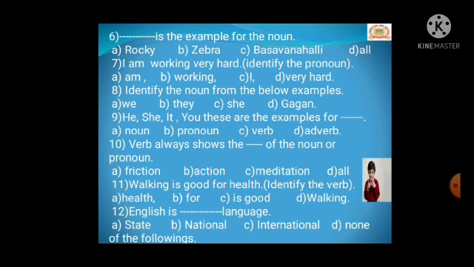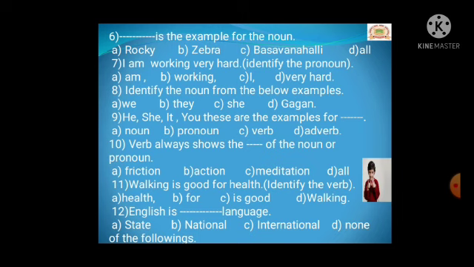Then the 10th one. Verb always shows the dash of the noun or pronoun. Verb always shows friction, action, meditation or all. What? Yes, the answer is action. Verb always shows the action of the noun or pronoun.